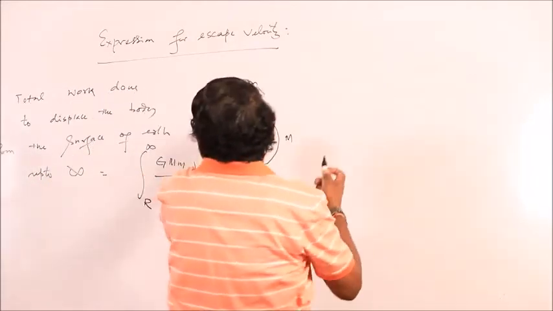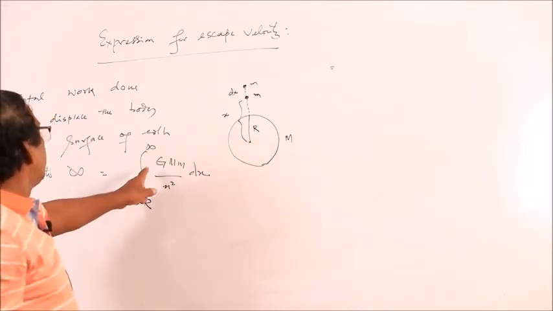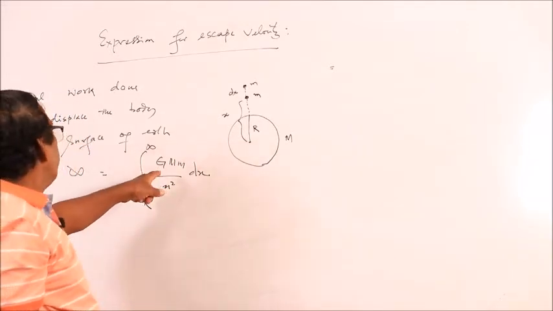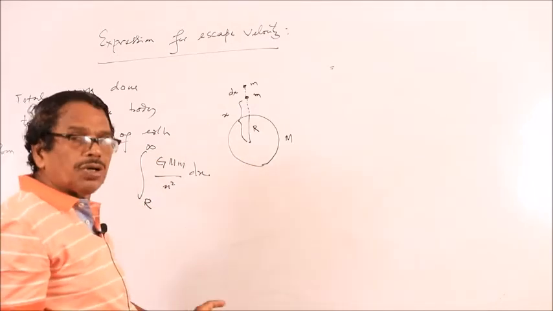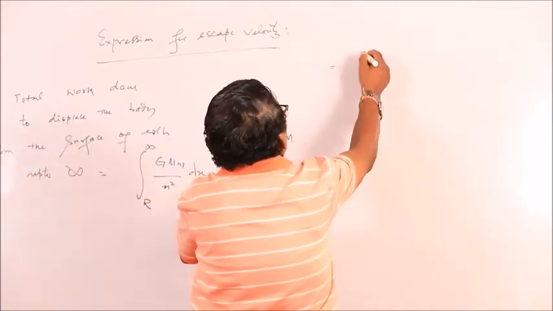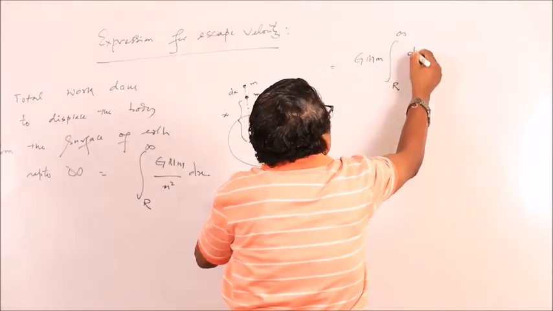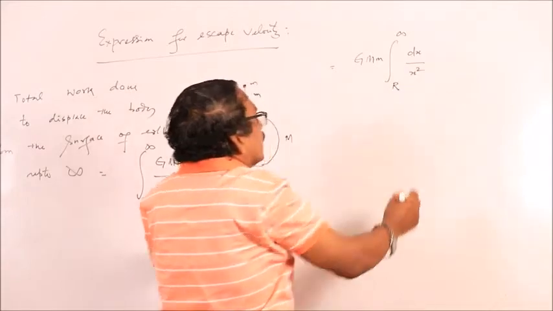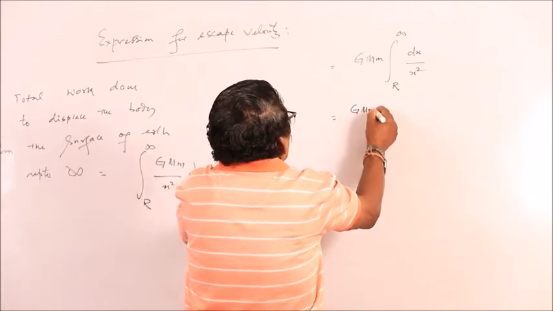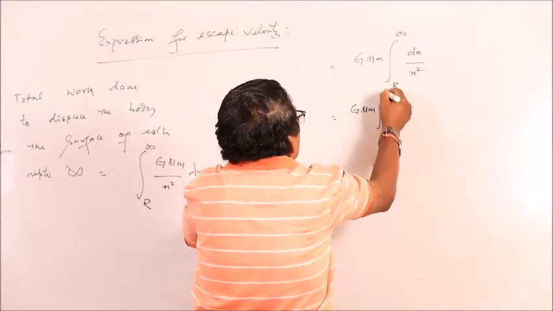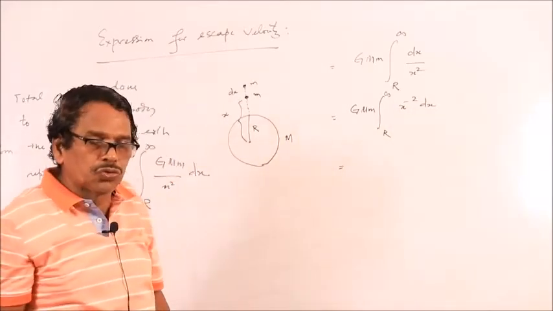So, now we have to integrate it. What are the constants that will not be integrated? Capital G is a constant, will not be integrated. Mass of earth is also a constant, and mass of the body is also constant. Only variable is x. So, let us take the constants outside. G capital M small m, R to infinity, dx by x square. So, this becomes G capital M small m, R to infinity, x to the power minus 2 dx.